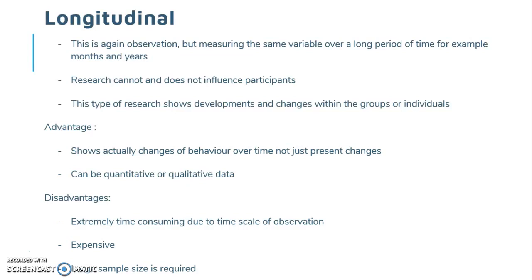So this can show you changes of behavior over time, and they're not just present changes, they're changes that happen over time, so gradual changes. And depending on how you manipulate the study, it can bring you qualitative or quantitative data, whichever you want to go for. Disadvantages of this are that it's extremely time consuming to carry out due to the time scale of the observation. It can take years if you want it to. It's also extremely expensive because of this reason, and a large sample size is required for the same reason.